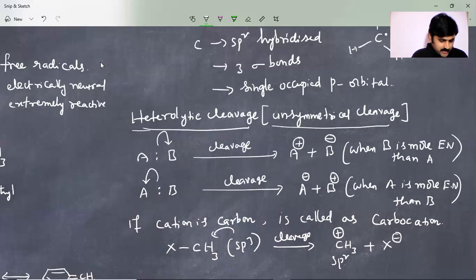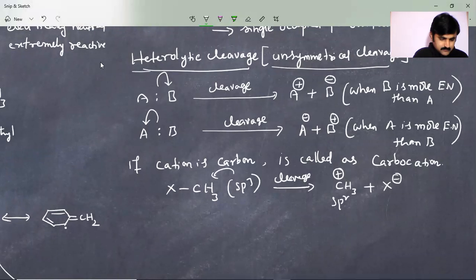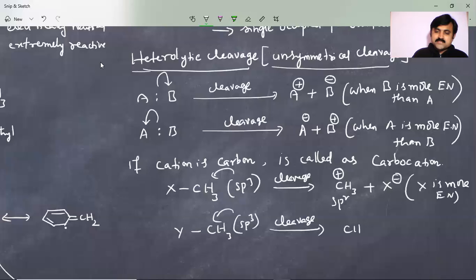So in organic chemistry, an organic ion with a pair of available electrons and a negatively charged central atom, in that case that carbon is said to be a carbanion. Understand one thing: if a group attached to this carbon is less electronegative than carbon. Here, in the first case, X is more electronegative, and now I am showing a case where carbon is getting the negative charge.